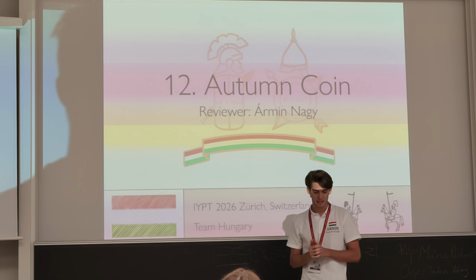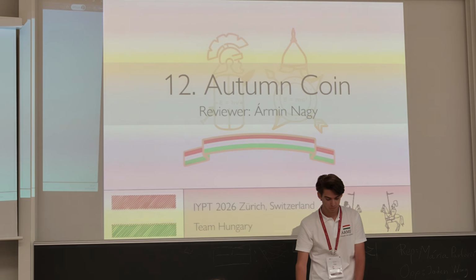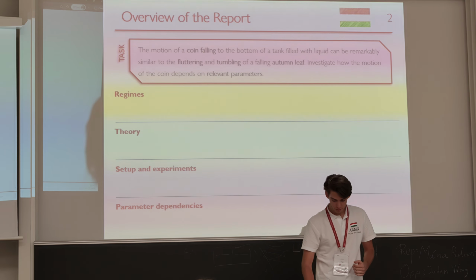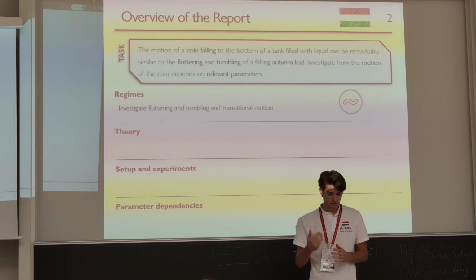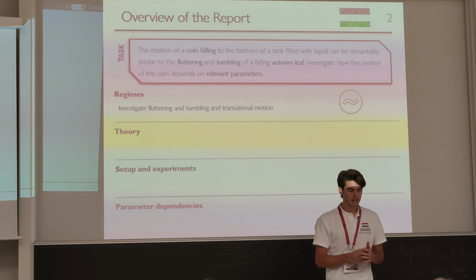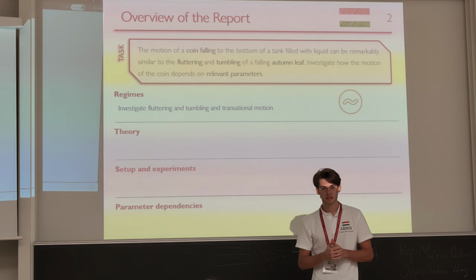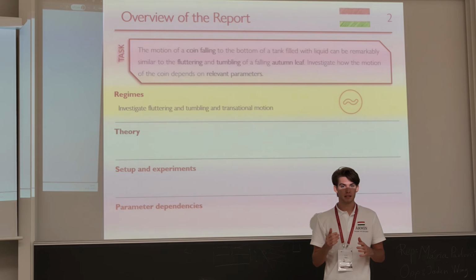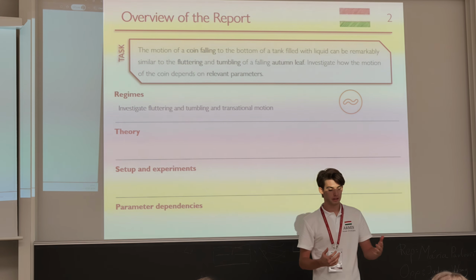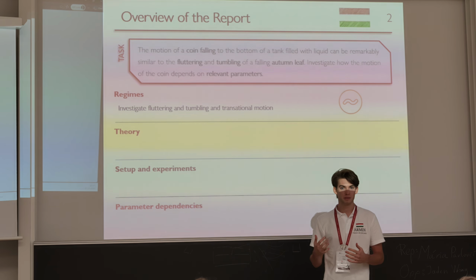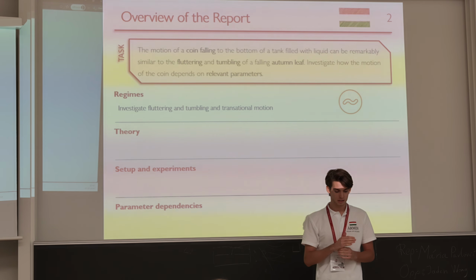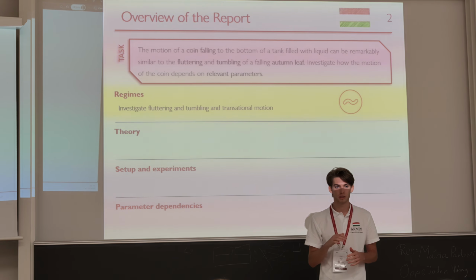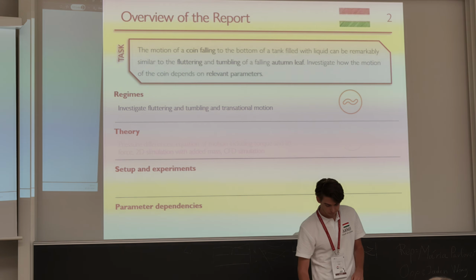My name is Knight, and I will be the reviewer for problem number 12 on coin. So the overview of the report first. The reporter investigated fluttering and the tumbling mode and the transitional state for the coins. However, I believe that if the inertia of the coin is very small, or if the Reynolds number had been very high, she could have measured a steady motion as well, where the coin does not flutter or tumble.